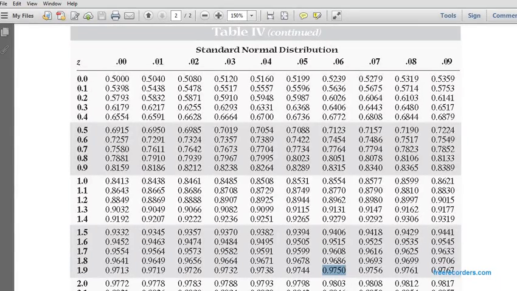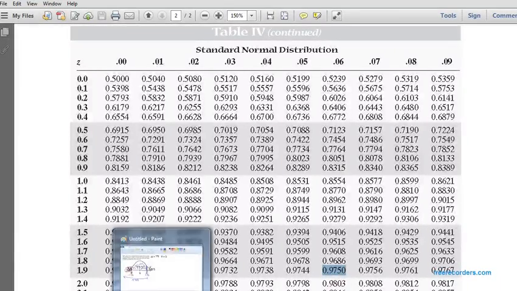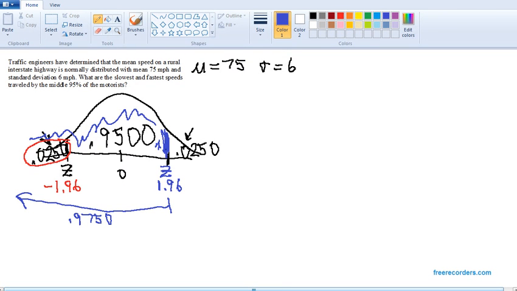So our z values here are negative 1.96 and 1.96, but since they gave us the probability, we have to find the z-scores, but really here the x values, because it wants the speed. It's the speed that's normally distributed. So x is equal to mu plus z times sigma, and we're going to have to use this formula twice.